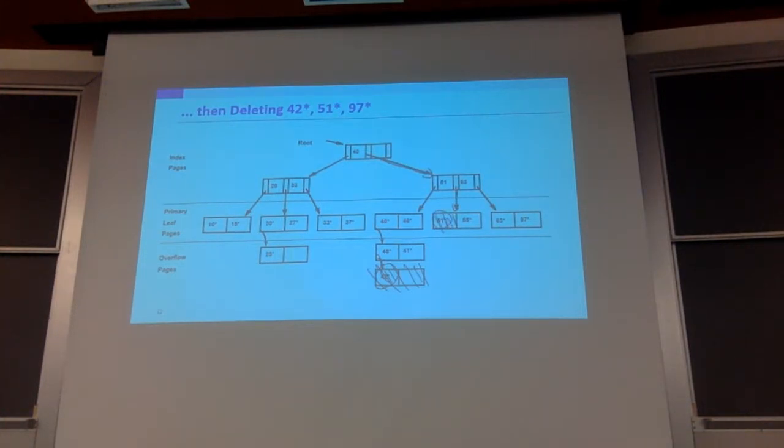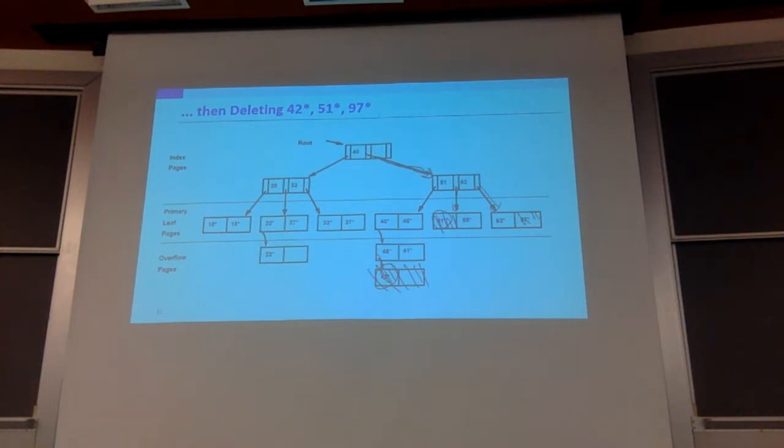But since this is a leaf page, even if it's empty, you do not remove this leaf page, just leave it empty. Okay? But of course, here there are still things, so you do not remove anything, just remove the data entry itself. Okay? When you delete 97, it's the same. You follow this link and this link, and remove the 97 here. Okay, one more question.